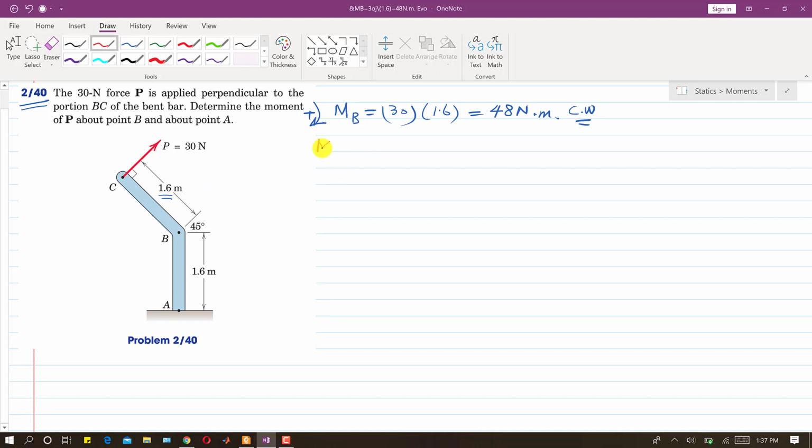Now we need to find the moment about point A, right? So let me draw some reference lines on this. Let's suppose I draw this line perpendicular to this arm BC. Let me also draw this arm BC as well. So let's suppose this is that arm BC. The angle between this red line and this arm BC is 90 degrees, right? So this is 90 degrees.